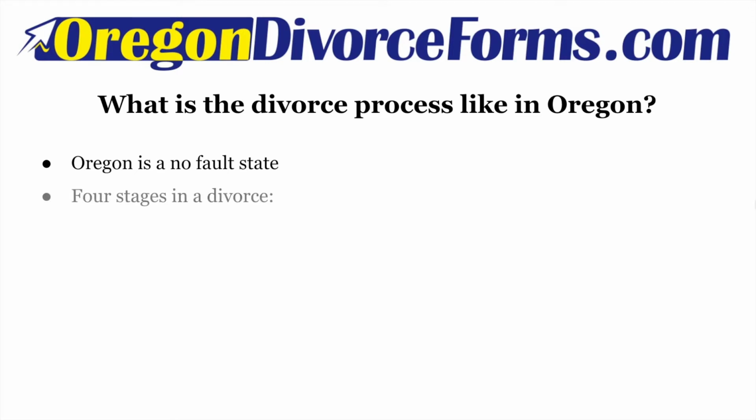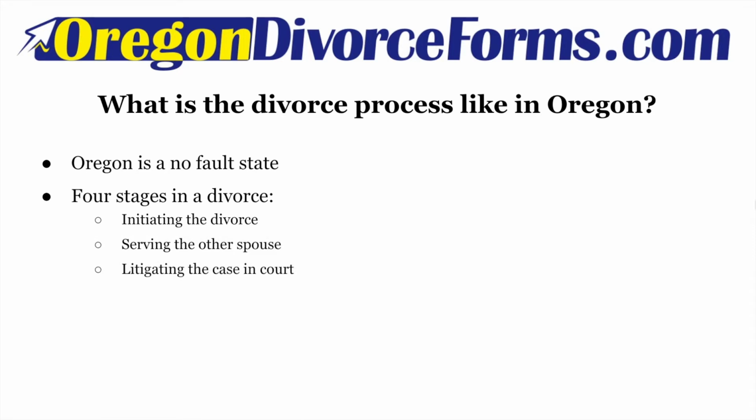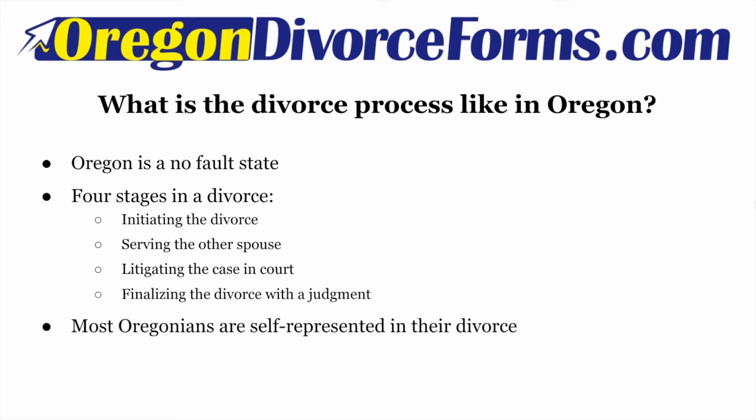The divorce process can be divided into 4 stages: initiating the divorce with the petition, serving the divorce on the other spouse, litigating the divorce in court, and finalizing the divorce with a judgment. Most Oregonians go through these stages without the legal representation of an attorney, meaning they are self-represented. This seems to be due to the cost of hiring an attorney, having more control over the case, and the belief that involving lawyers will escalate things.